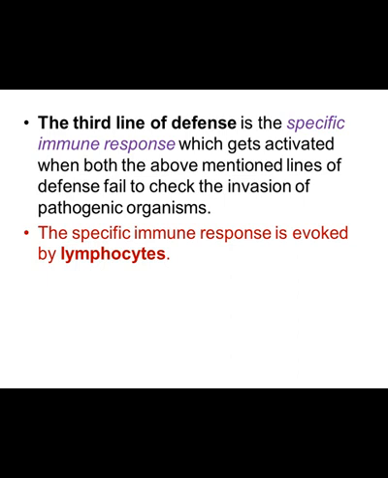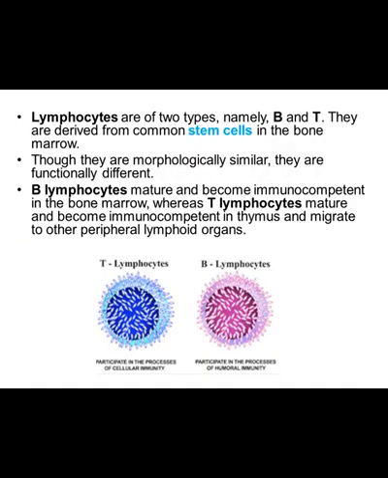The third line of defense is the specific immune response, which gets activated when both the above mentioned lines of defense fail to check the invasion of pathogenic organisms. The specific immune response is evoked by lymphocytes. Now we come to the lymphocytes. As you already know, lymphocytes are of two types, B and T. They are derived from common stem cells in the bone marrow. Though these B and T lymphocytes are morphologically similar, they are functionally different.